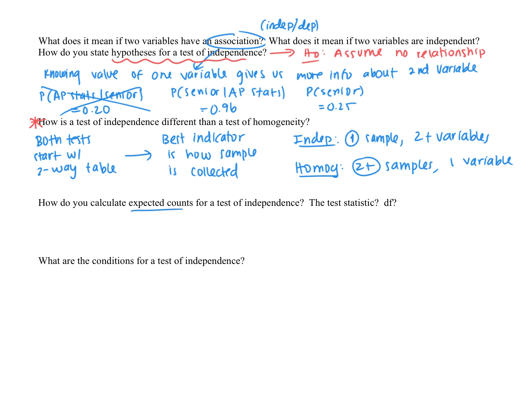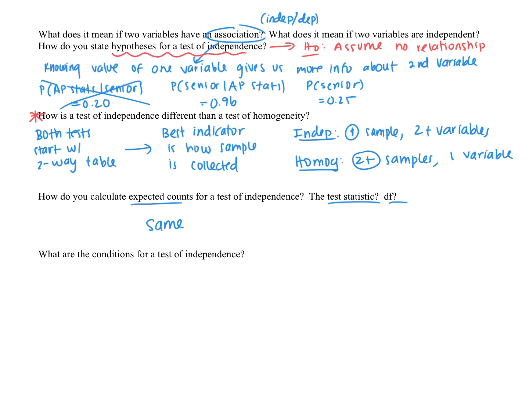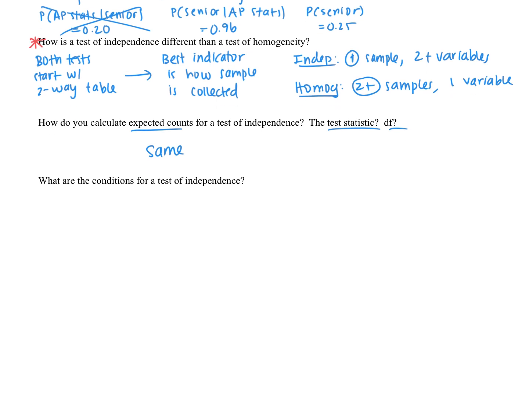In terms of the expected counts, the test statistic, and the degrees of freedom, they're all exactly the same. No differences. And the conditions, also the same. The only difference is that random, it is a single random sample. Test for independence is only one sample, so we just need to be sure that we are writing in a singular tense.